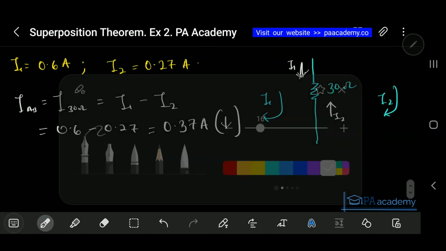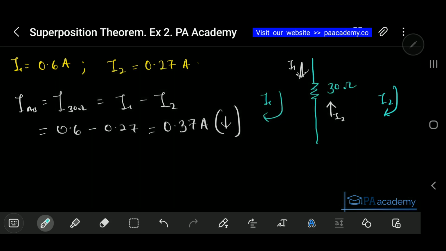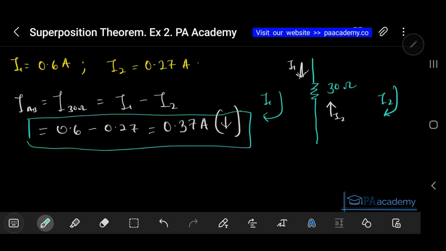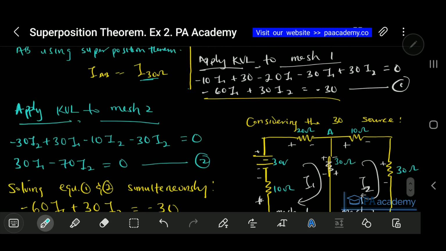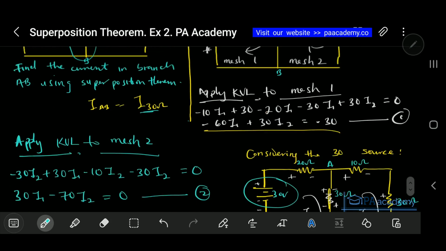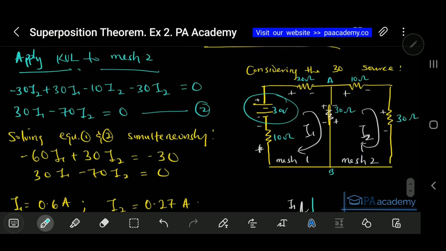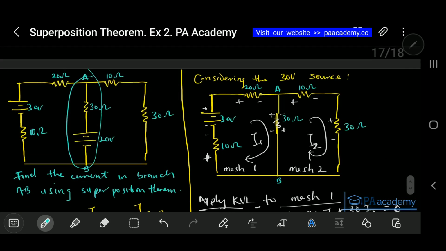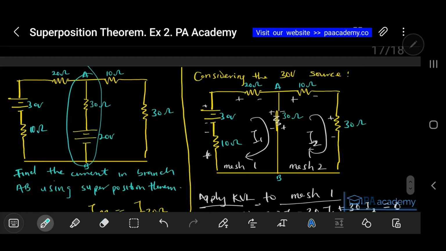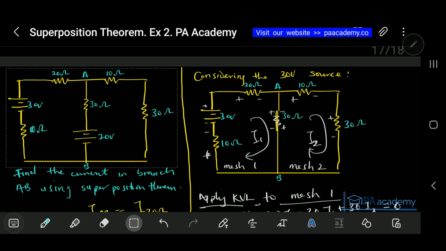So now we are done with the first step of answering the question, when we were considering the 30 volts source. Exactly. So now what we are going to do again is withdraw the circuit. This time around we are going to be considering the 20 volts. So let me copy this.